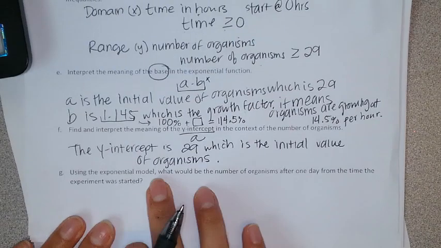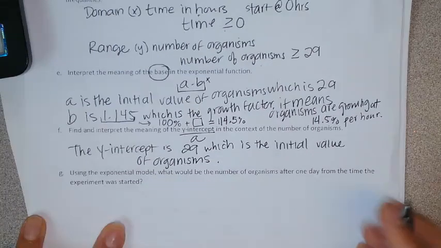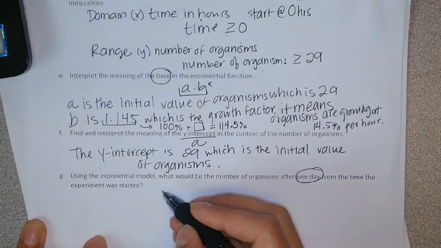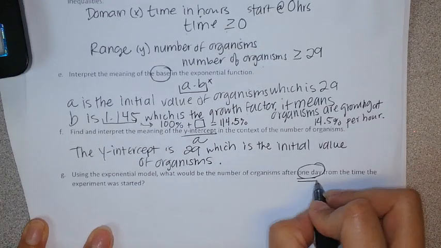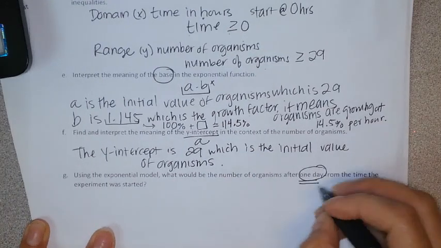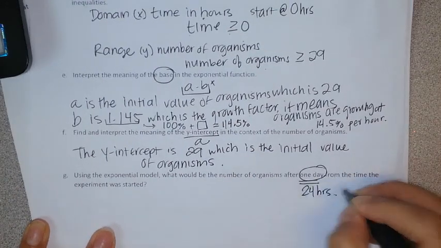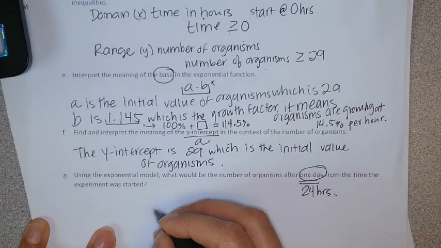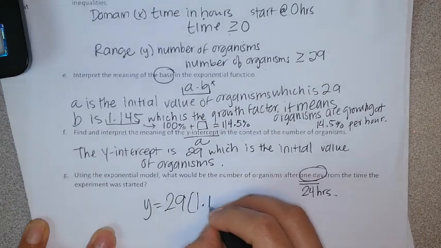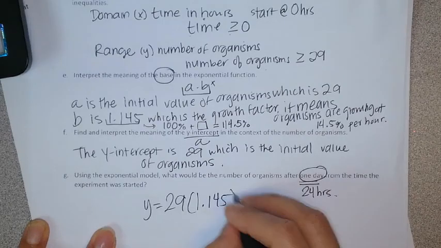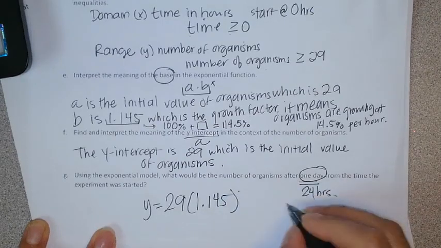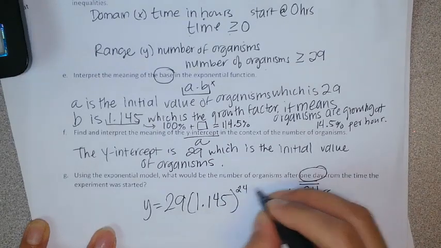Using the exponential model, what will be the number of organisms after 1 day from when the experiment was started? Remember that we're measuring in hours, so 1 day would be 24 hours. So I'm going to use my math model, but instead of x, now I need 24 hours, so to the 24th hour.